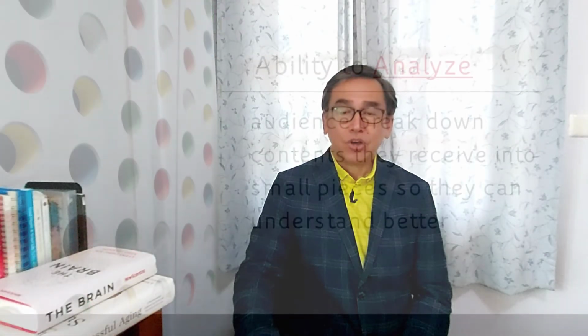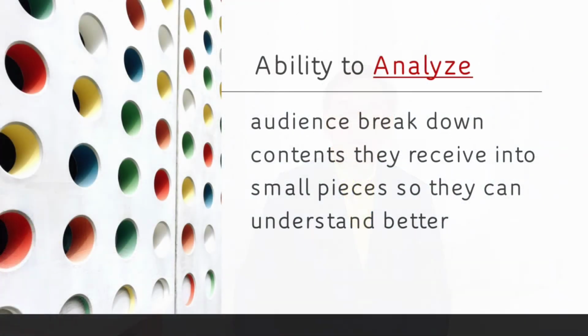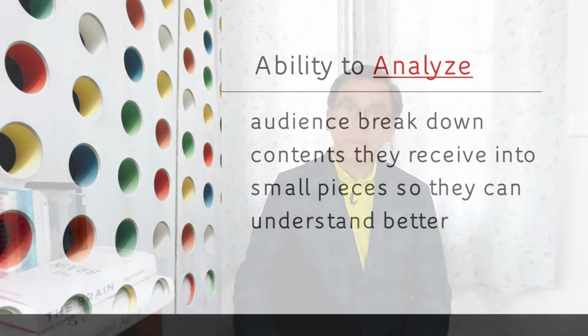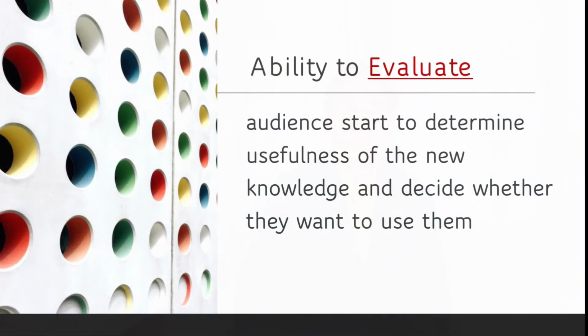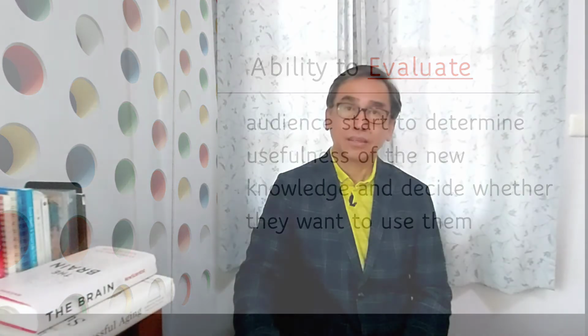Ability to analyze. Audience break down the contents they receive into small pieces so they can understand better. Ability to synthesize. Audience connect small dots together so they can see the big picture. And ability to evaluate. Audience start to determine the usefulness of the new knowledge and decide whether they want to use them. So these are the details of the 6 levels of Bloom's.